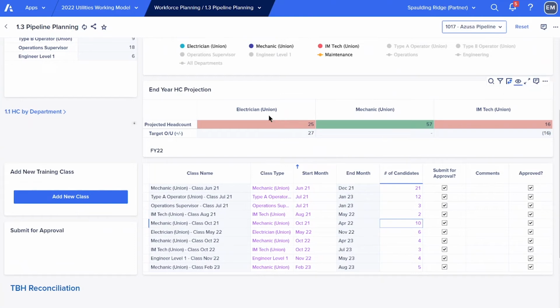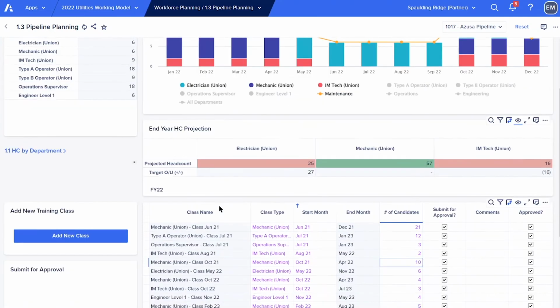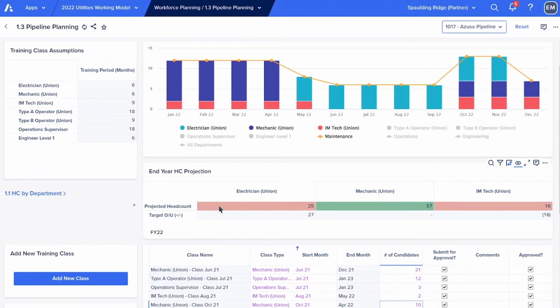All right, and that's in contrast to my electricians and my instrument maintenance techs. Those projected headcounts are off. So when I'm looking at my pipeline, do I have the right number of people coming in based on attrition I'm expecting, based on transfers I'm expecting, based on the other classes that I've planned for? Do I have enough? Do I have too many or do I have too little? And that's what this dashboard is going to help us figure out.